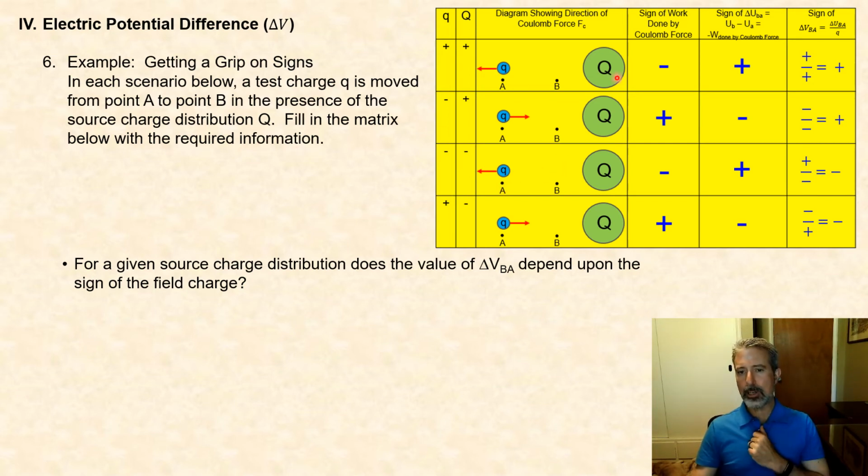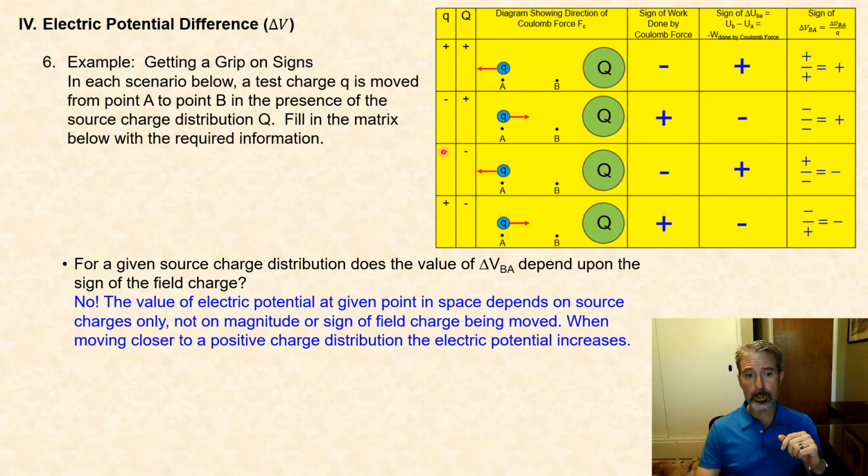Okay, I'll state this in a second, but notice that when the source charge was positive, which is in scenario 1 and scenario 2, notice that moving closer to it from point A to point B, the sign of the electric potential difference was positive, okay, regardless of whether we moved a positive field charge from point A to point B or a negative charge from point A to point B. Likewise, when our source charge distribution was negative, when big Q was negative for scenario 3 and scenario 4, notice that moving closer to the negative source charge distribution from point A to point B, notice that the electric potential difference was negative in both cases, regardless of whether the field charge was negative, as in case 3, or positive, as in case 4. So writing this, we can say no.